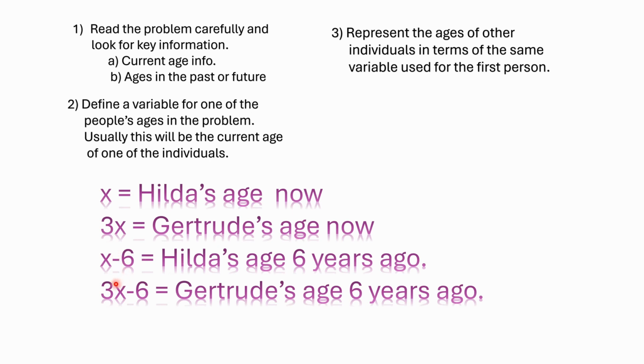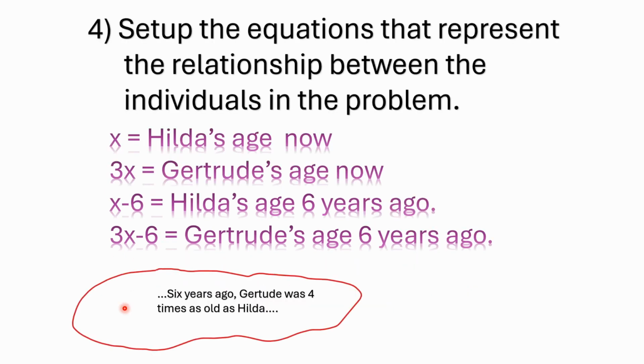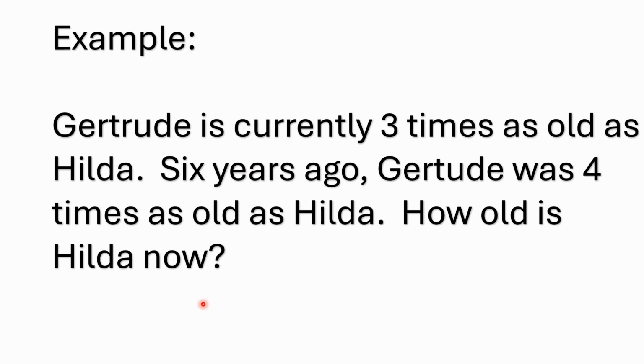For Gertrude, her age 6 years ago would be 3x minus 6. Because it's 3x today, it would be 3x minus 6 6 years ago. All right, so the next thing, of course, is to set up the equations that represent the relationship between the individuals' ages. The key thing to extract out of the word problem was that 6 years ago, Gertrude was 4 times as old as Hilda. So if we wanted to make an equation out of that, we'll look at that again.